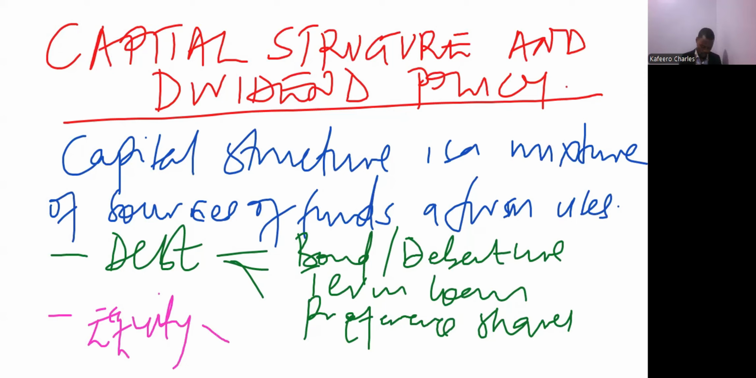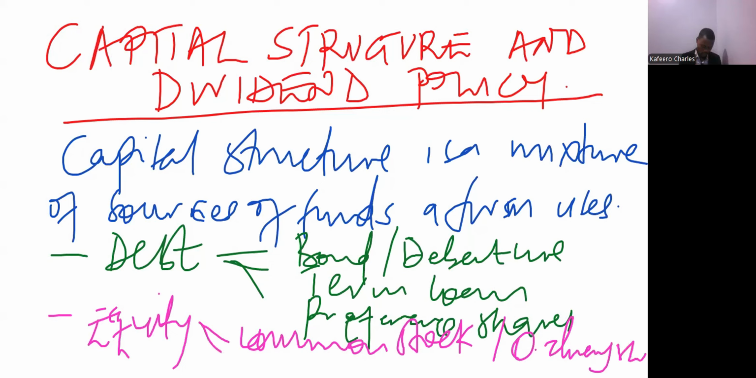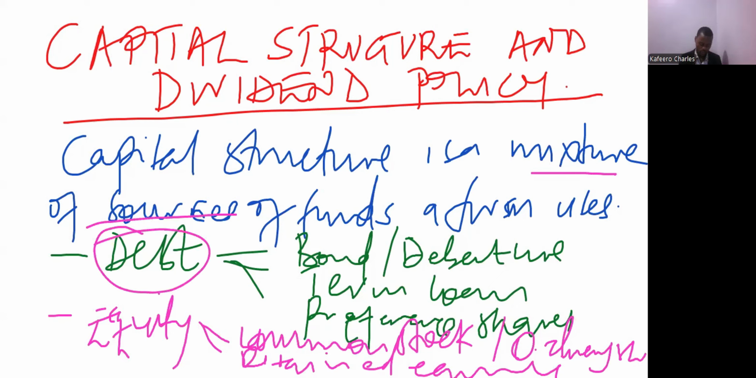With equity, we said it could be common stock, that's what we call ordinary shares. It could also be retained earnings. Of course, most of the time these are the two that form what we call the equity. So in your capital structure, or the mixture of different sources, it could be debt or equity, and you may find that you have all of these items within your capital structure.